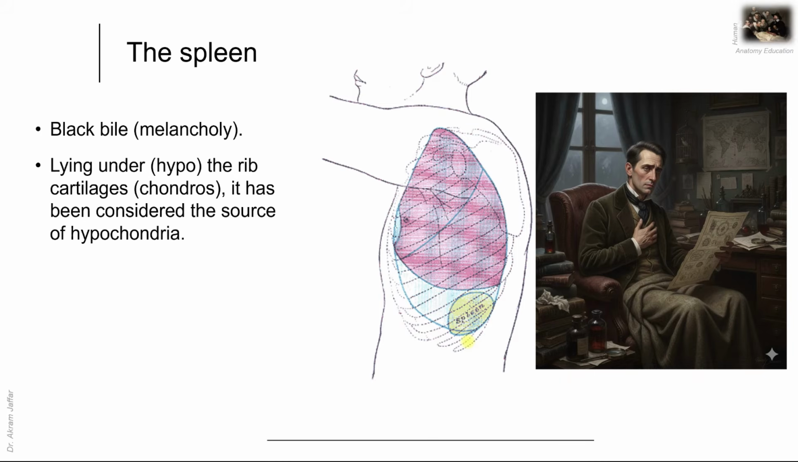Under means hypo. The costal cartilage is chondro. So the region is called the hypochondrium, and it has been considered, because of that, as the source of undue concern about health, which is called hypochondria. That is the origin of hypochondria. It's related to the spleen, which is located in the hypochondrium, beneath the costal cartilages. Of course, these have nothing to do with science, but this is how medical terms originate.